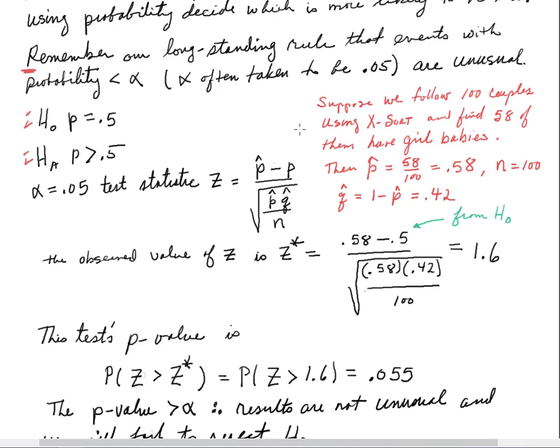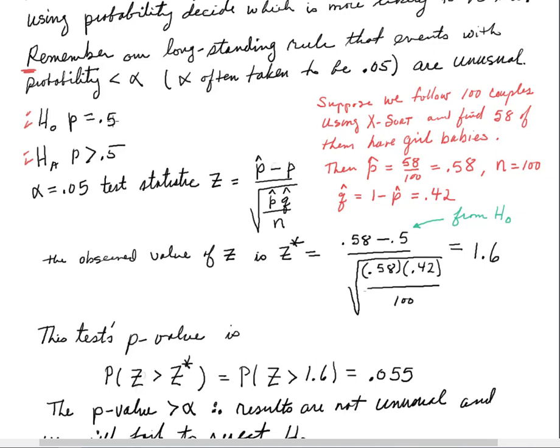Now, suppose that we follow 100 couples that are using Xsort, and we find that 58 of the couples have female births, girl babies. That's more than a half, and so it's sort of looking good for HA, isn't it? It looks like Xsort may be working.